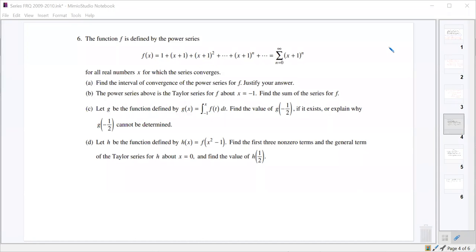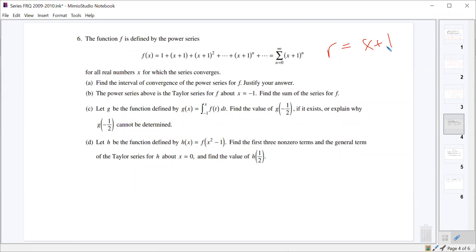All right, so for part A, we want to find the interval of convergence for this power series. And so the first thing that we'll note about this is what? It's a geometric series, just like the one that was on the AP test yesterday, right? They told you it was geometric in there? Oh, that's nice. So what is the common ratio here between each term?